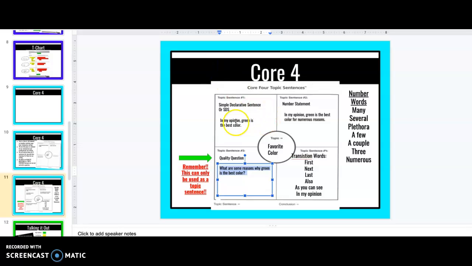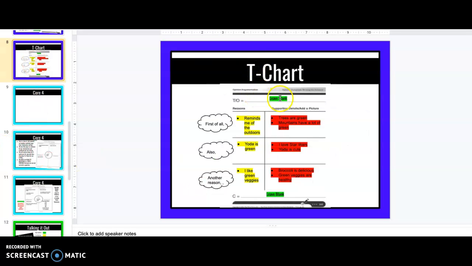Now I have 3 sentences, but I'm only going to pick 2 of them. One of them is going to be for the beginning of my T-chart, my topic sentence. It's how I'm starting my writing out. And the other one is for my conclusion, and it's how I'm ending my writing. So I'm going to choose, what are some reasons green is the best color? And I'm going to add that here to my T-chart.